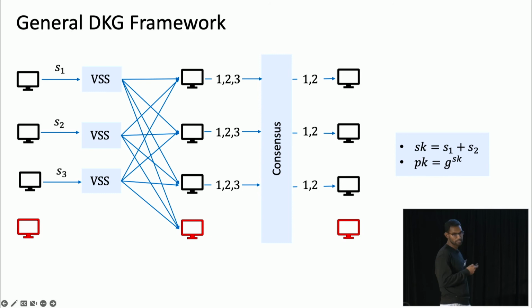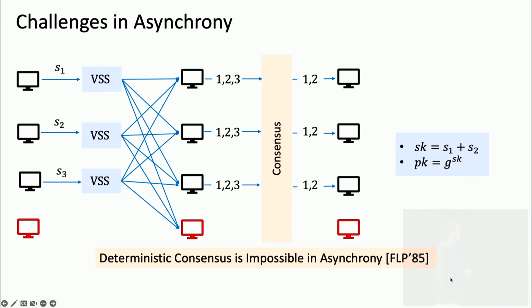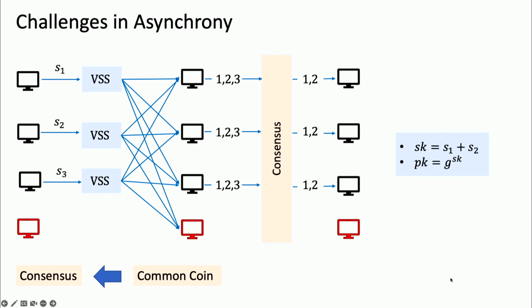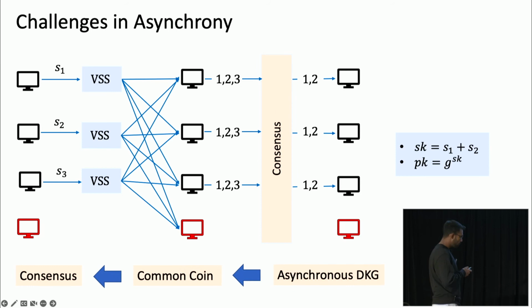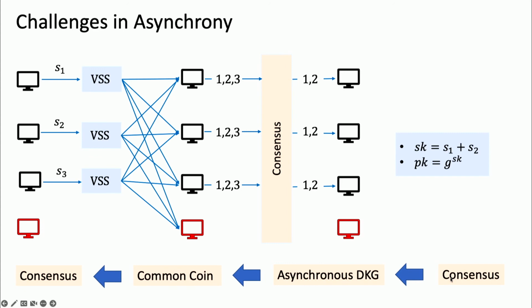The difficulty is that deterministic consensus is impossible in asynchrony. That's the core problem. And what we know is that to do consensus in asynchrony, we need a common coin. And most constructions of common coin rely on an asynchronous distributed key generation protocol, or some variants of the same problem. And here, I briefly showed that asynchronous DKG itself needs a consensus. So we have a circularity issue here. So the main core contribution of the paper is to address the circularity.